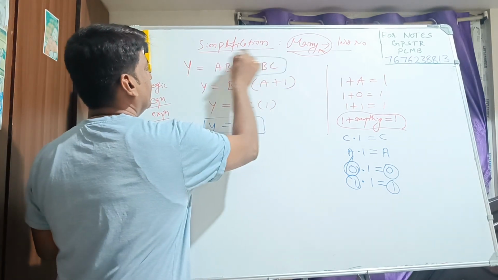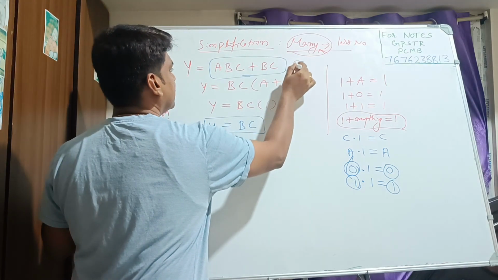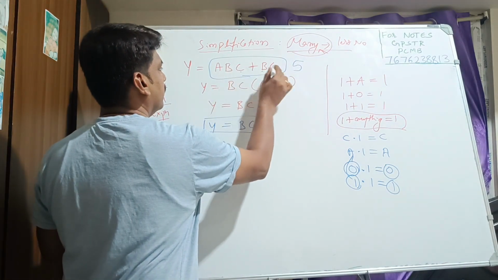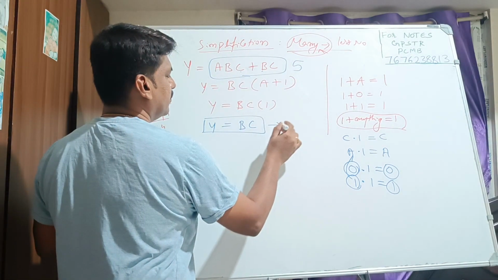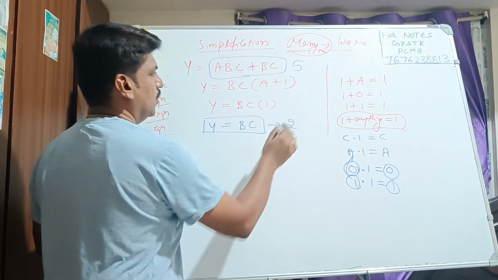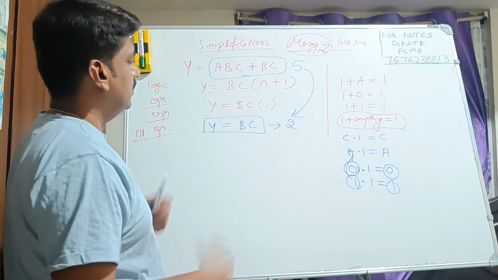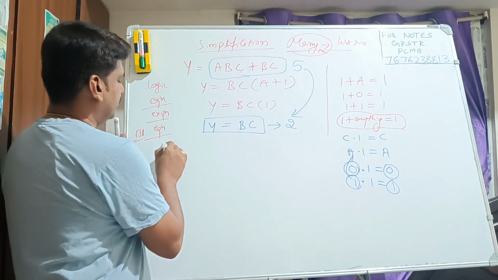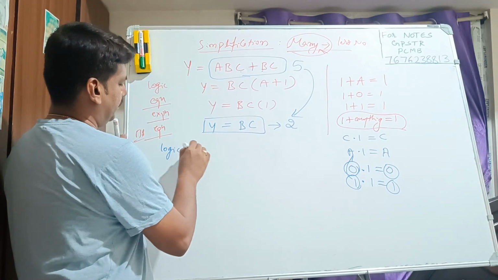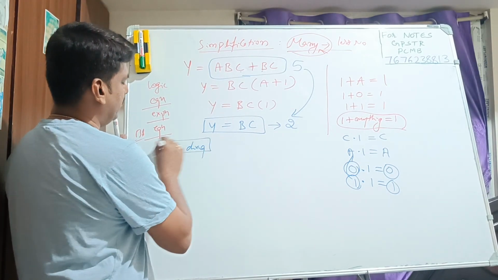So initially in the original equation, how many variables are there? 5: 1, 2, 3, 4, 5. Now in the final equation, how many variables are there? 2. So you have reduced from 5 to 2, right? Now once we write this, we should write the logic diagram.